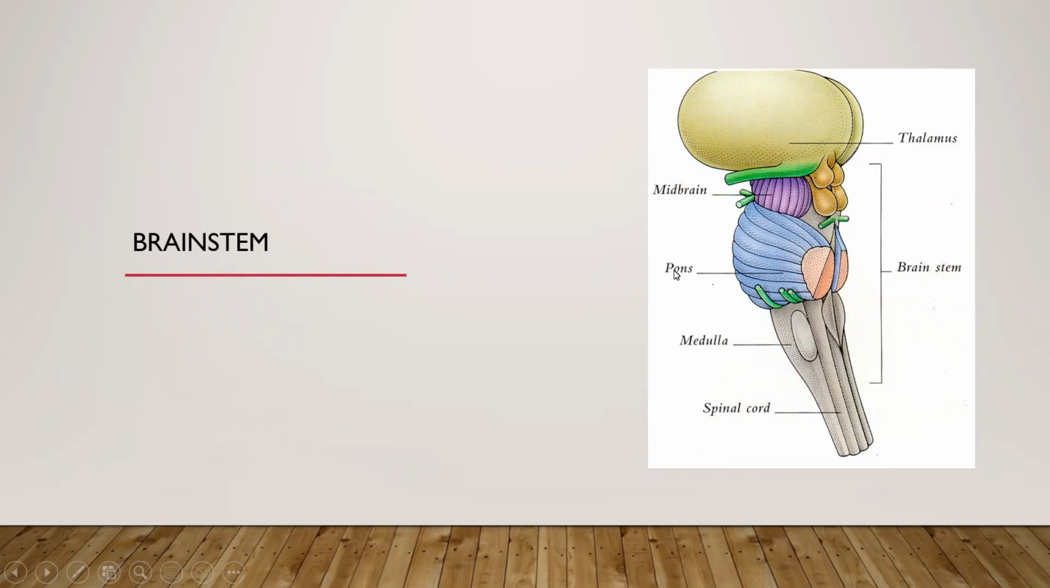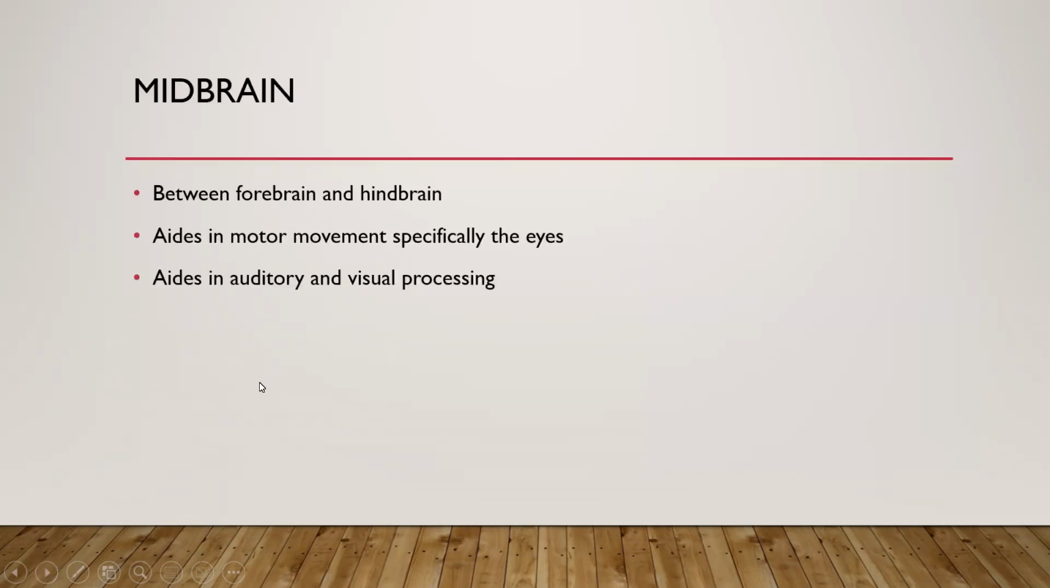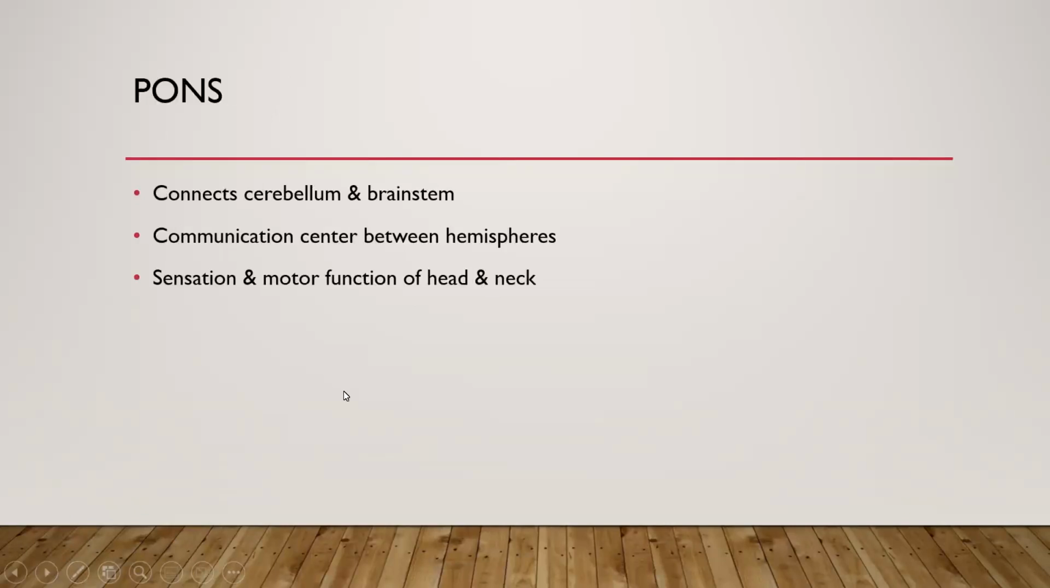This is home to the midbrain, the pons, and the medulla oblongata. The midbrain is between the forebrain and the hindbrain. It aids in motor movement, specifically of the eyes, and it also aids in our auditory processing and visual processing. Next, we have the pons, which connects our cerebellum and our brainstem. This is the communication center between the hemispheres, and this is where sensation and motor function of our head and neck are managed.